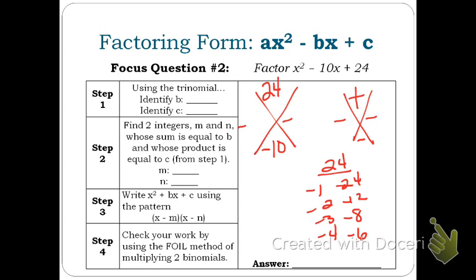We were trying to find out which pair has the sum of negative 10. Well, that would be negative 4 and negative 6. So our final answer would be x minus 4 times x minus 6.